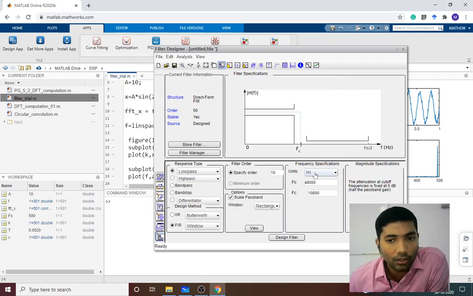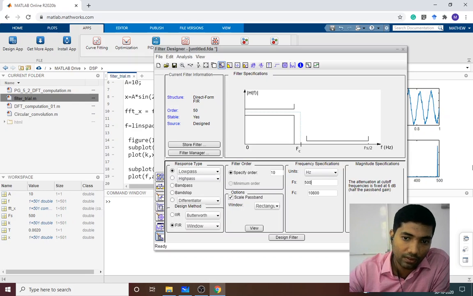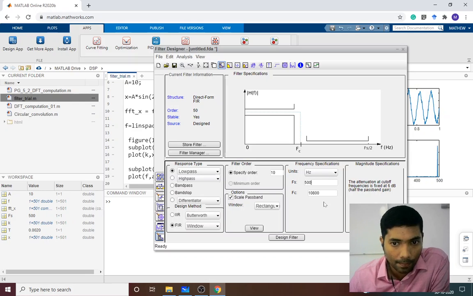Okay, so now coming to this section, here we need to define the cutoff frequency. So here, what is FS? FS is, first of all, the sampling frequency. You can see from the specifications, it is the sampling frequency, and we have selected the sampling frequency as 500 hertz, and FC is the cutoff frequency.